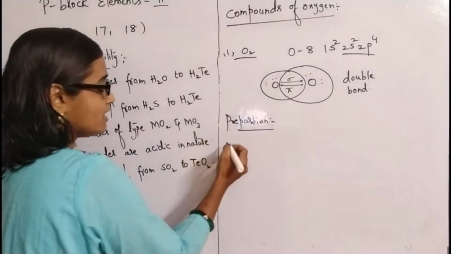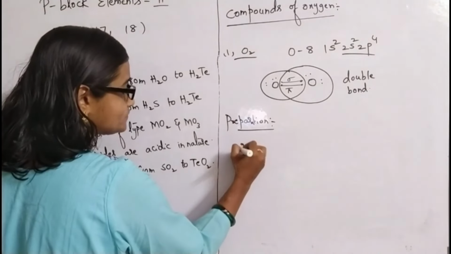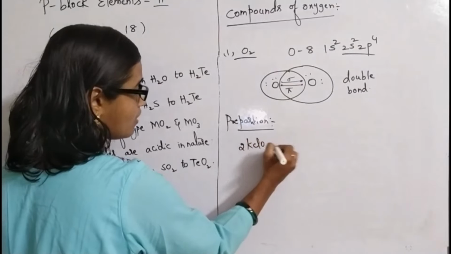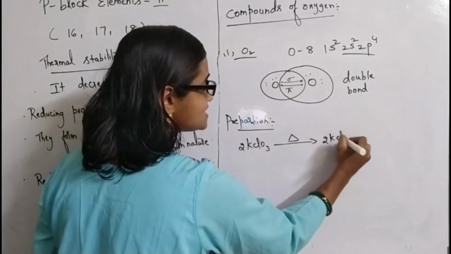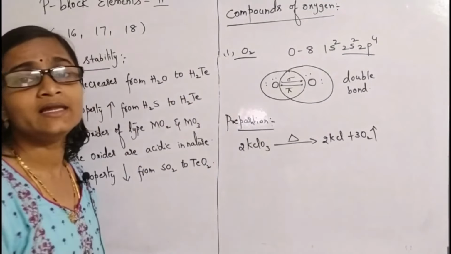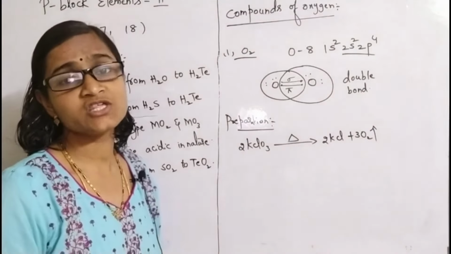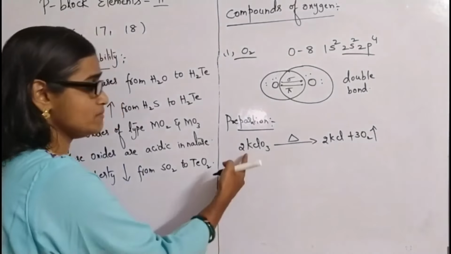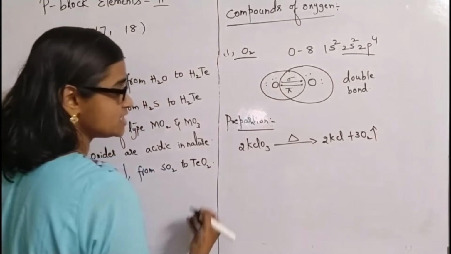Now laboratory preparation, how will they do it? Potassium chlorate, 2 KClO3, on heating gives rise to 2 KCl plus 3 O2. So like this, oxygen gas is liberated by thermal decomposition of potassium chlorate. KClO3 means potassium chlorate. So here oxygen is liberated.